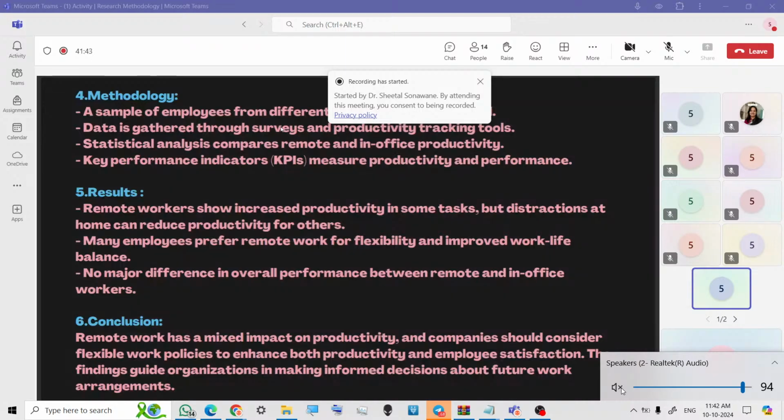Conclusion. Conclude, research design is essential for drawing valid conclusions.